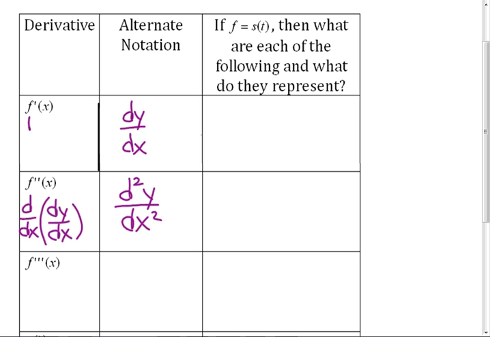What does this represent? dy dx squared. That's m squared, right? That's the slope squared. That is not the second derivative. You see the difference between this one and this one? They look really the same, but they're not. How about the third derivative?